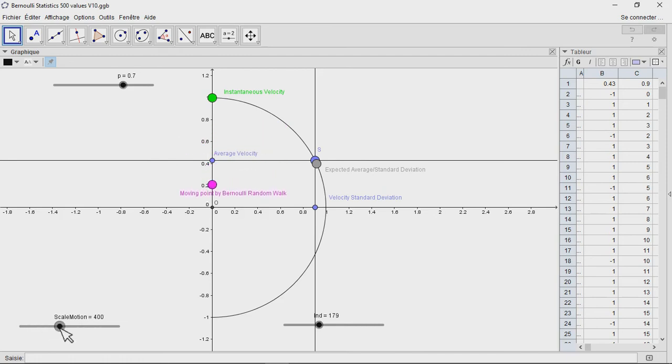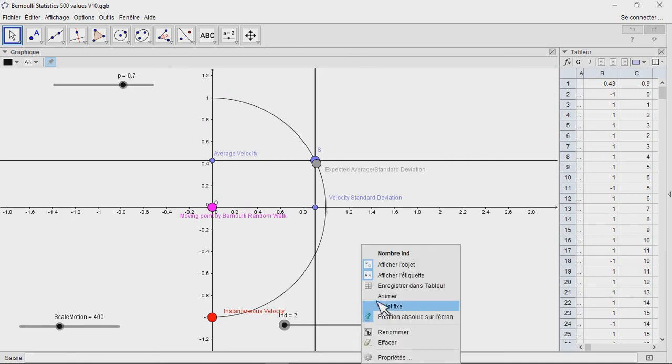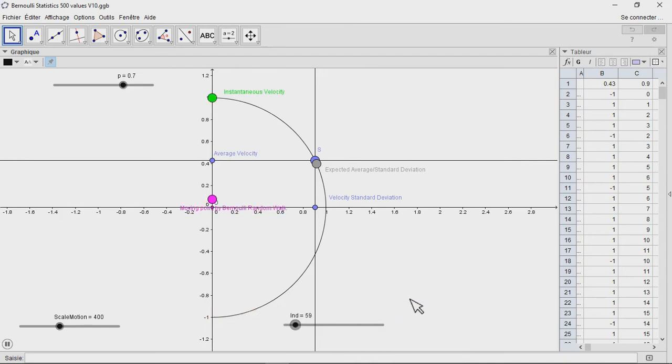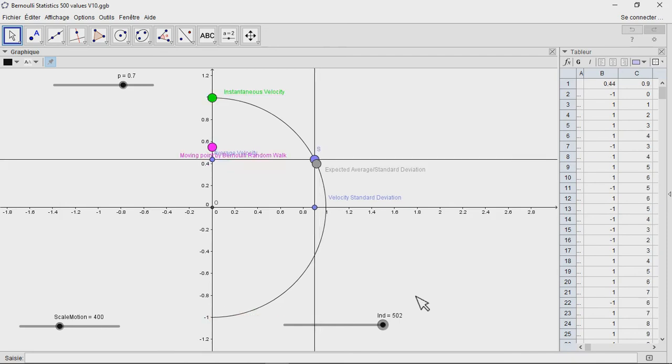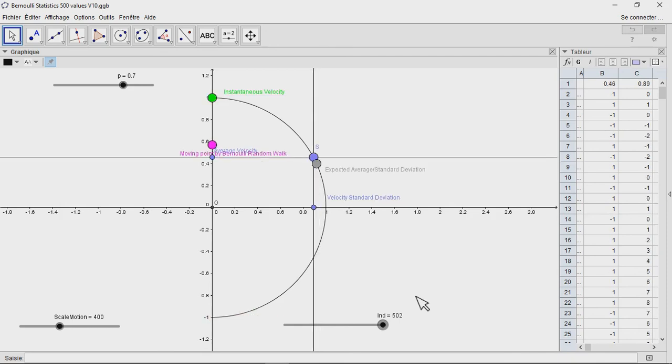P equals 0.7. Second pass faster. The scale for motion is set at 400 to follow the entire motion. At the end of the first visualization, at the end of the path, one can change the 500 random values all at once and see the dispersion in average velocity and standard deviation.